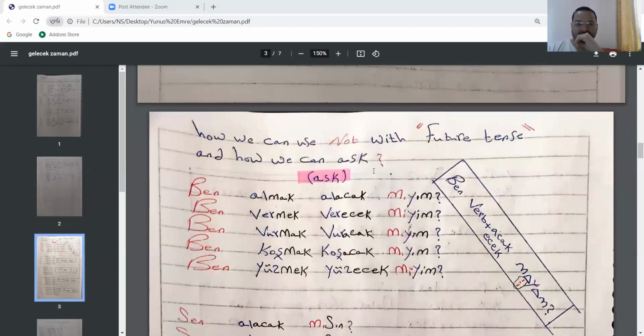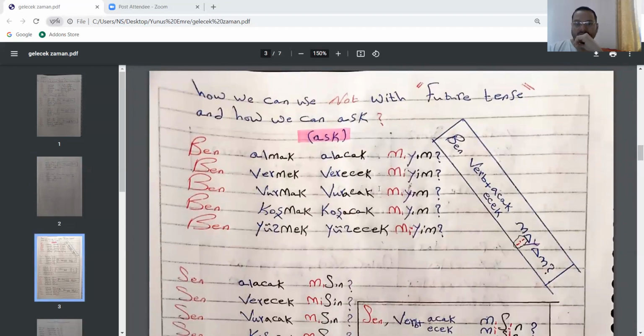Now let's talk about how we can use the question mark without the negation. The same situation: almak, vermek, vurmak, koşmak, yüzmek. How can we deal with all of them? We will delete mak/mek and deal with the base form of these verbs, plus acak or ecek. This is the first step we will do.